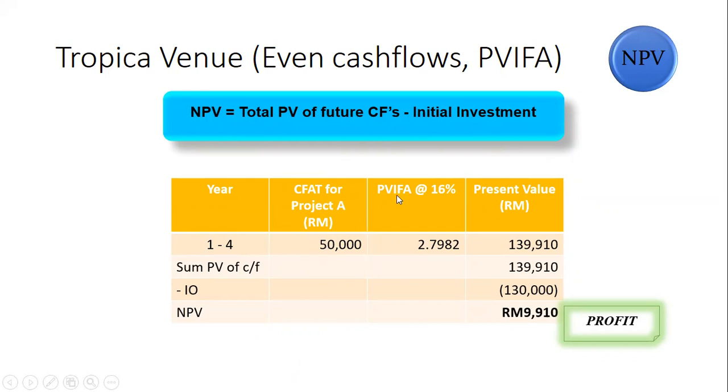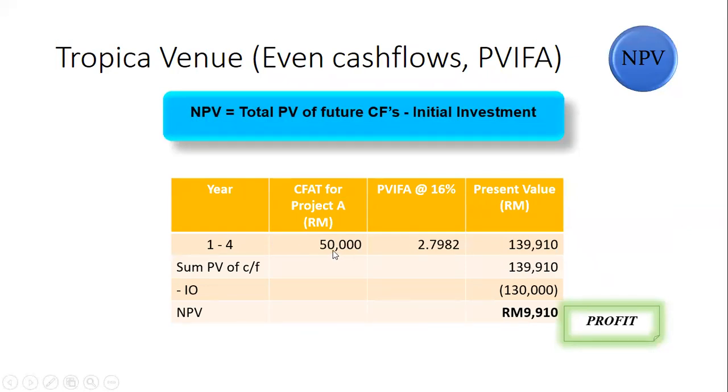A times PVIFA at i equals 16% and for 4 years. We refer to the PVIFA table. The interest factor is 2.7982, times our A of 50,000. So this will be the sum PV of cash flows.